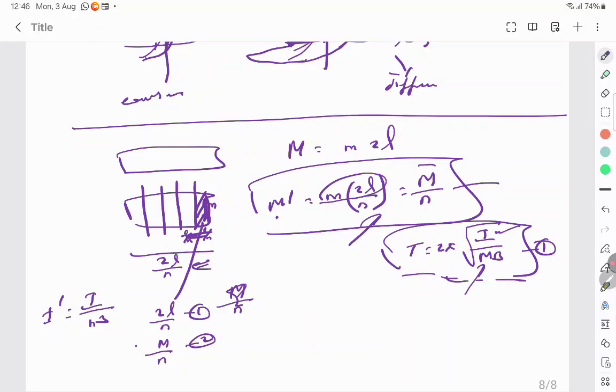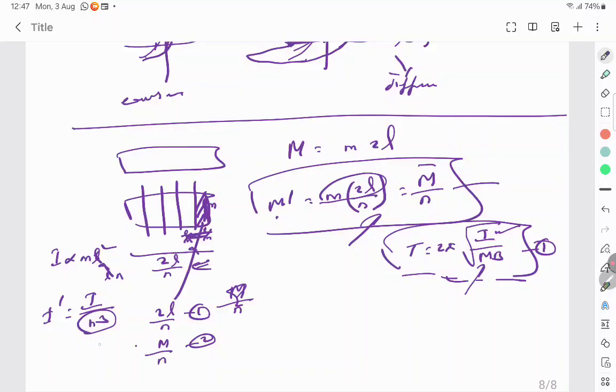Since moment of inertia is proportional to mr square, which is m into length square. Length is inversely proportional to n. Here n square. How is it n square? You know the L is already inversely proportional to n, so it becomes n cube.